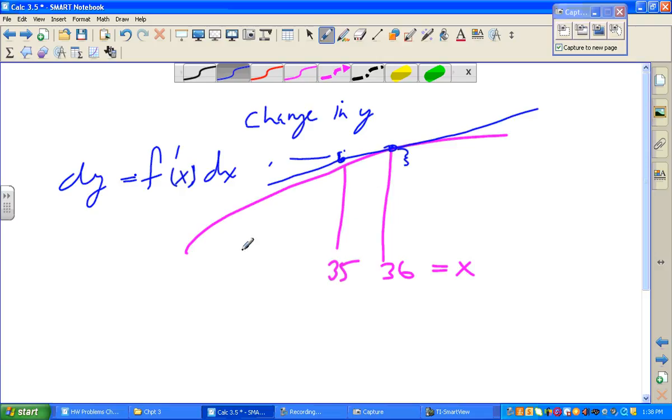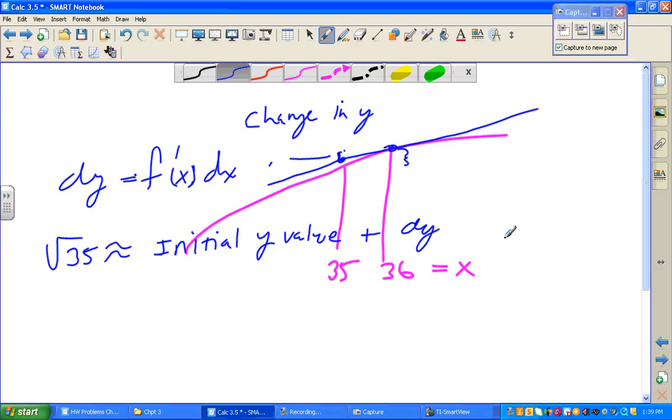How is that going to tell me what the square root of 35 approximately equals? If I know the change between these 2 points. Well, I just picked 6. It is the square root of 36. So if I have my initial y value, I can add the change in y to get my new y value, can't I? That would work, wouldn't it? My initial y value plus the change in y gives me my new y value.